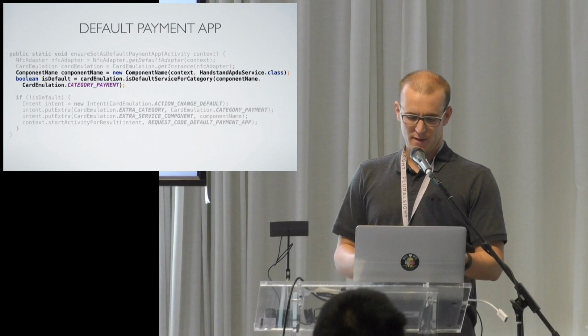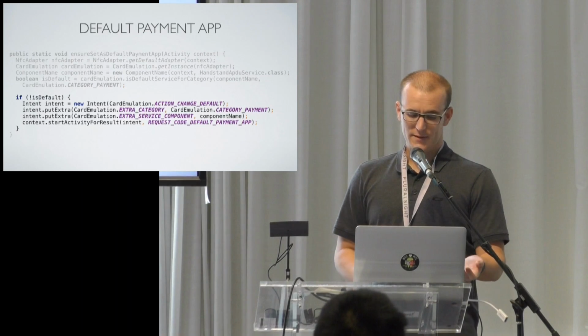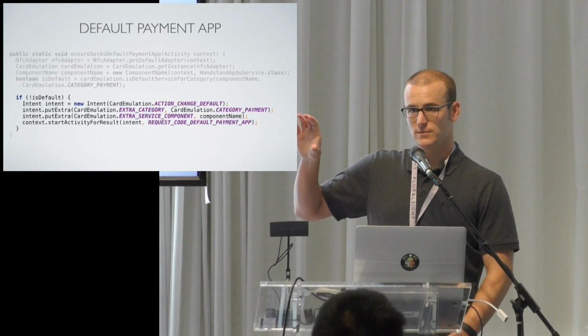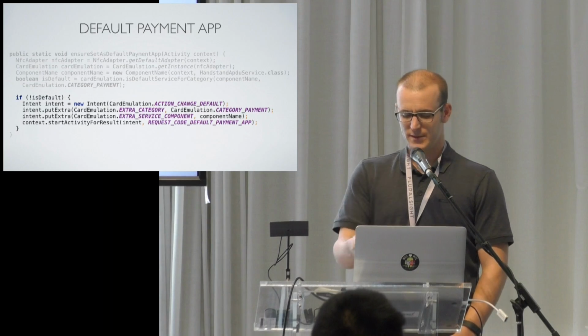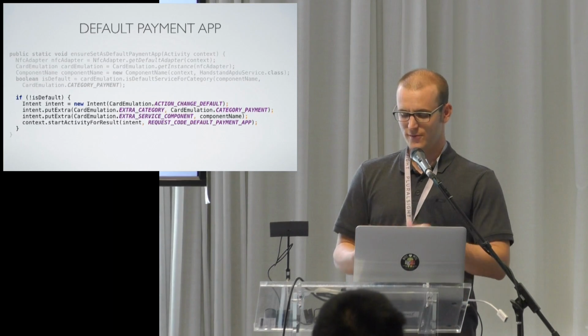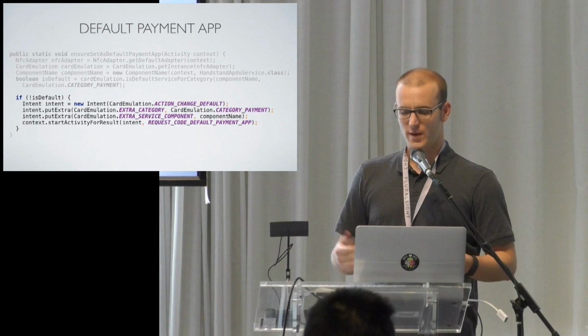And so what we're going to do here is say, is my APDU service the default for the payment category? It comes back with a Boolean. And in this case, if it's not, I go ahead and pop up that dialog. So the dialog would then basically be sending an intent to Android saying I want to change the default for payments to my application.